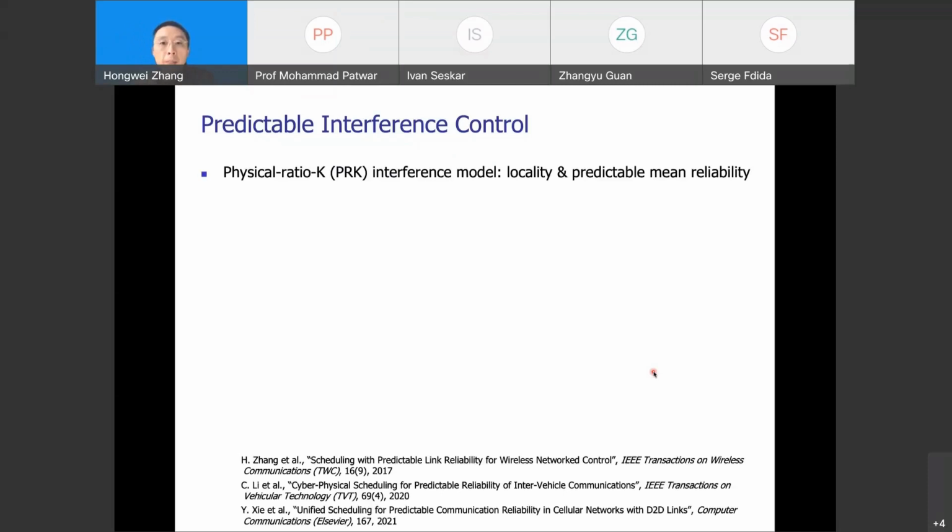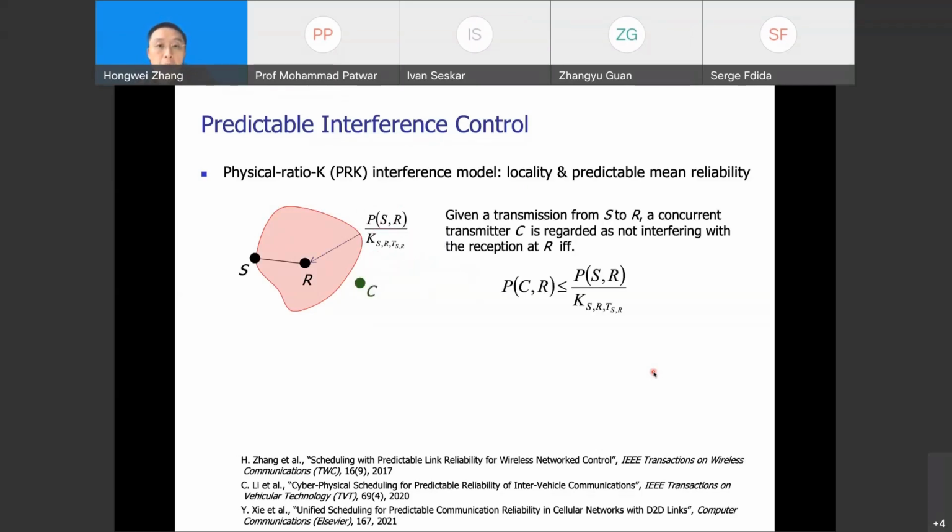One observation I found is that you can define models that enable this local structure, but also give you predictable control of average reliability. This model is called the physical ratio K model. Let me spend maybe 1 minute on what it is. Given a source and receiver, we can define an exclusion region. The exclusion region depends on two parameters. One is the signal power level from the source to the receiver. The other is a parameter K, which is a function of the required communication reliability from the source to the receiver. Once this is defined, given any node C, you can decide whether C interferes or not by comparing the interference power from C to R to the signal power divided by K. It's a very simple model.